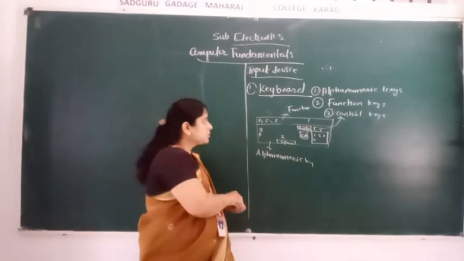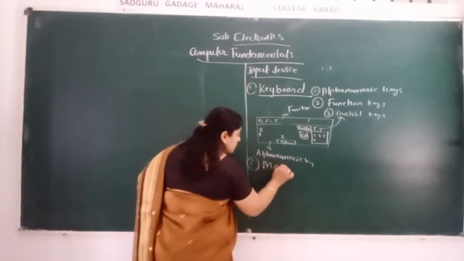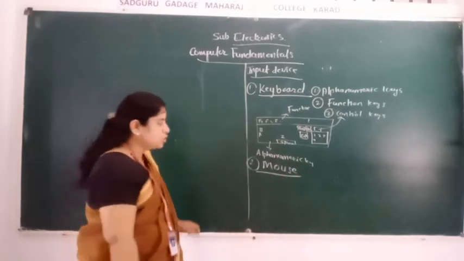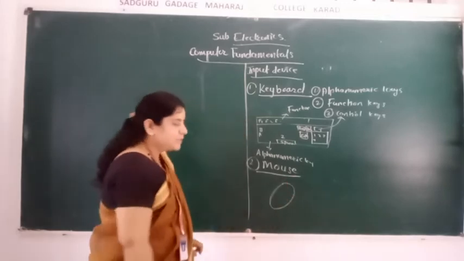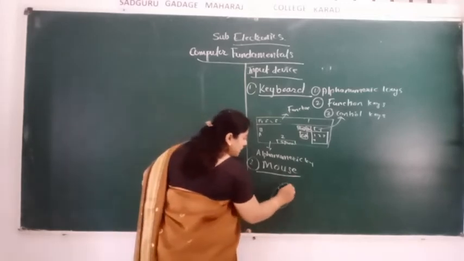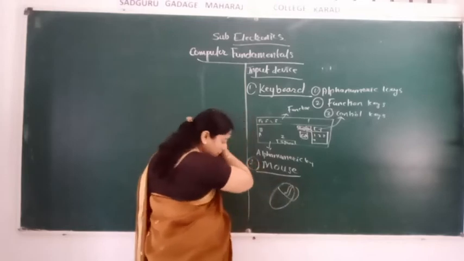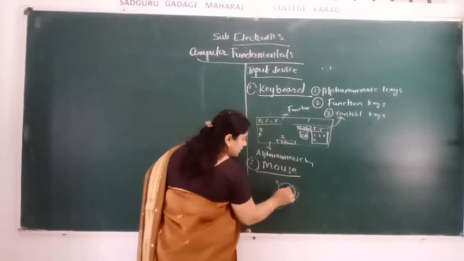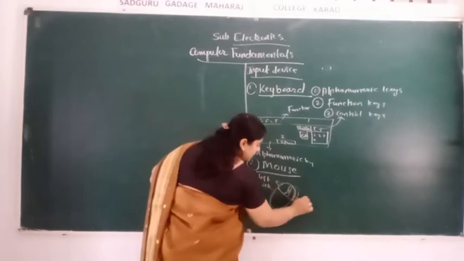Okay, so next is what? Mouse. You all know what a mouse is. Why is the mouse used? Mouse is nothing but a plastic box which has 2 or 3 buttons. It may be 2 buttons or it may be 3 buttons: right click, left click, and the center one.